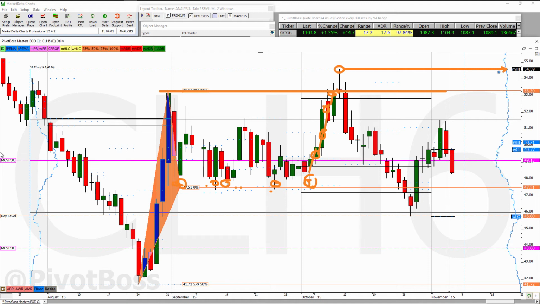Remember, zero-sum game: for every buyer, there's a seller. Someone sold up there, but someone also bought. This first buyer up here bought, and price immediately started to go against them. So they're like, oh crap, I'm getting out. Their sell stops are triggered, and whoever got long here and here and here are all thinking, uh-oh.